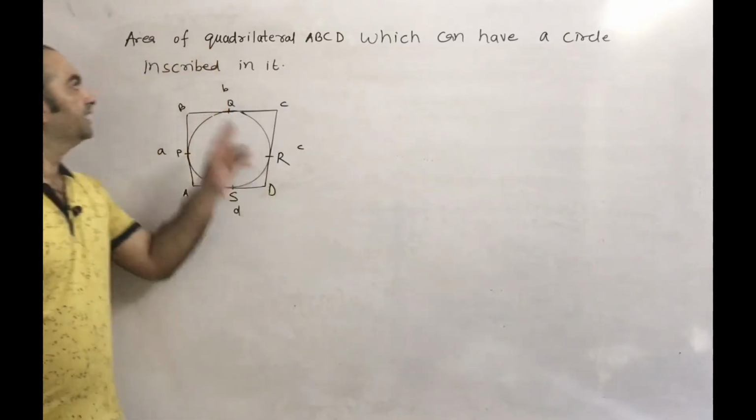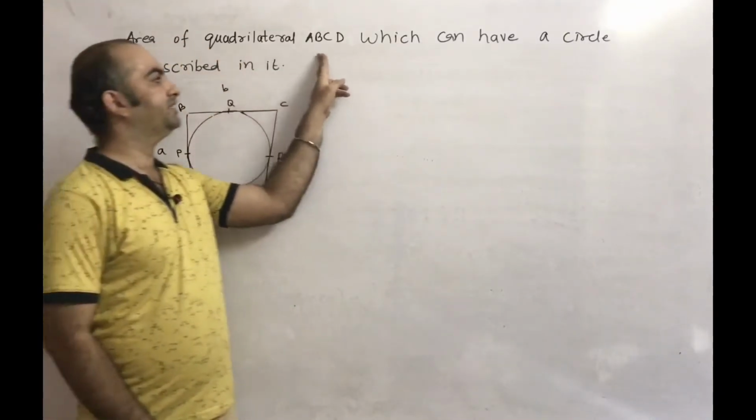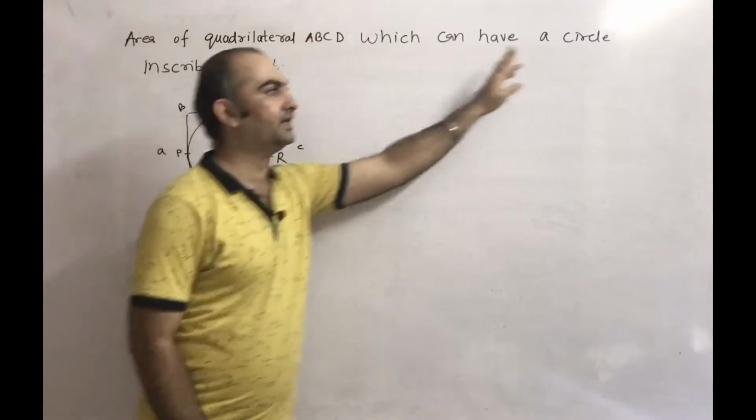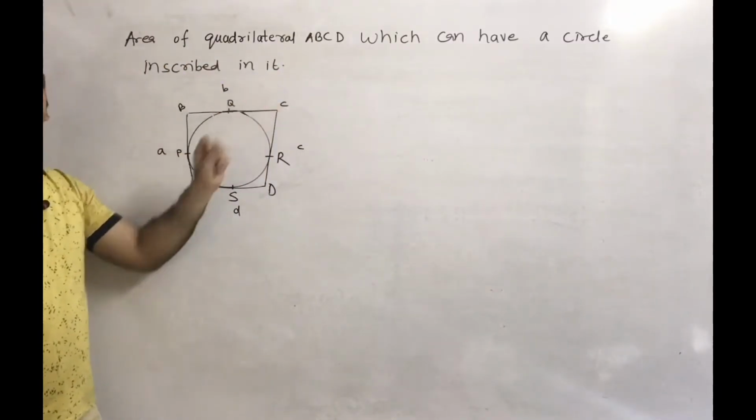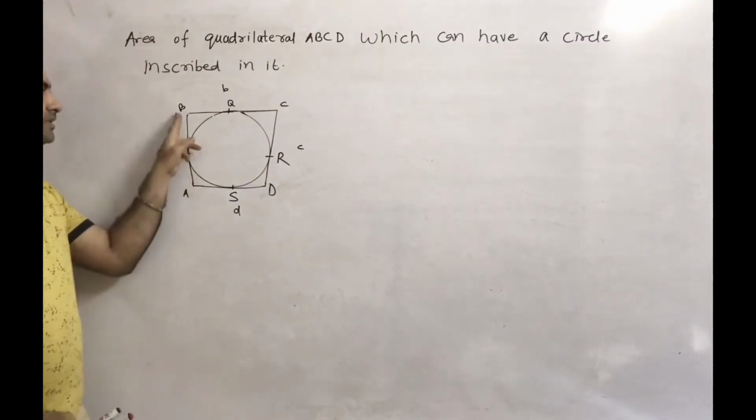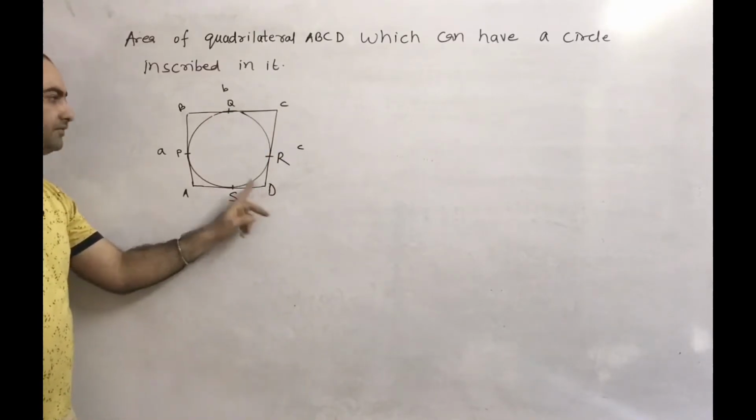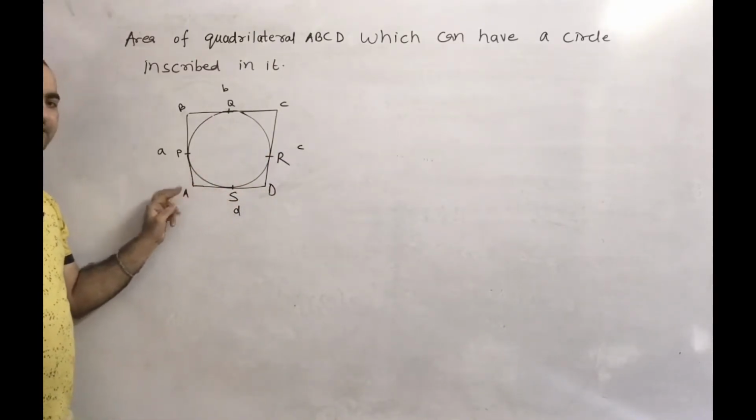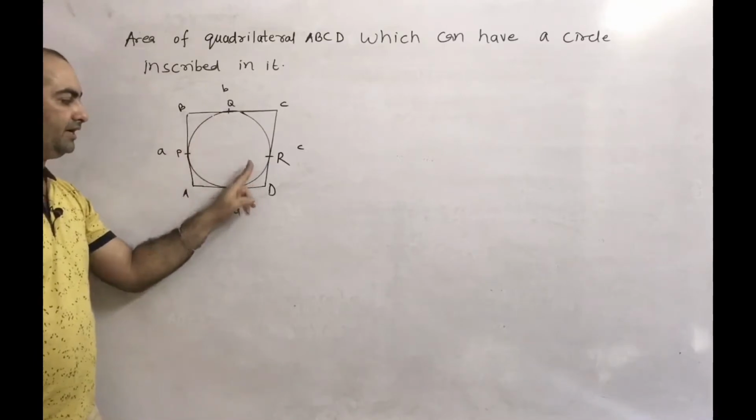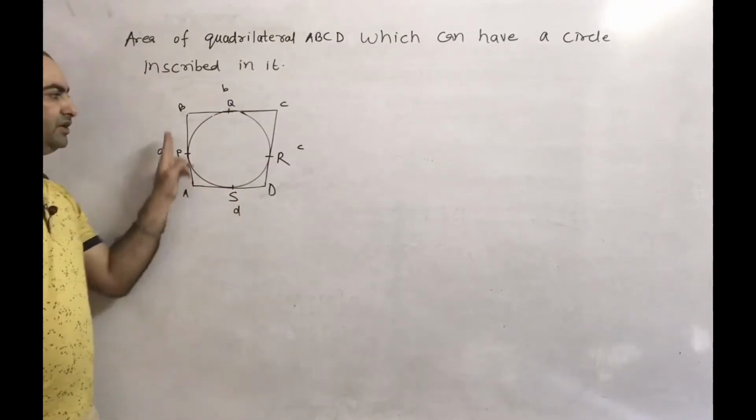Next we are discussing the area of quadrilateral ABCD which can have a circle inscribed in it. So we want to find the area of this quadrilateral ABCD. Inside this quadrilateral we have a circle. That circle will touch the sides at points P, Q, R and S. So we want to find the area of this quadrilateral.